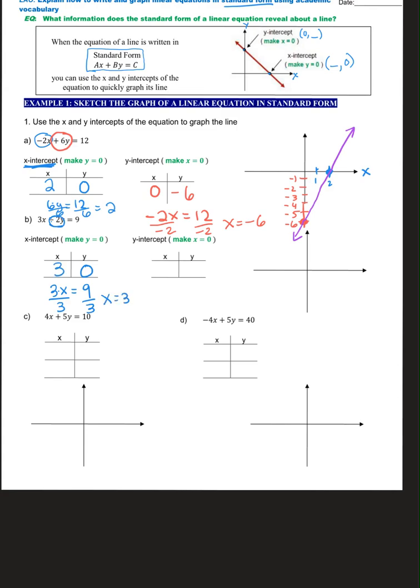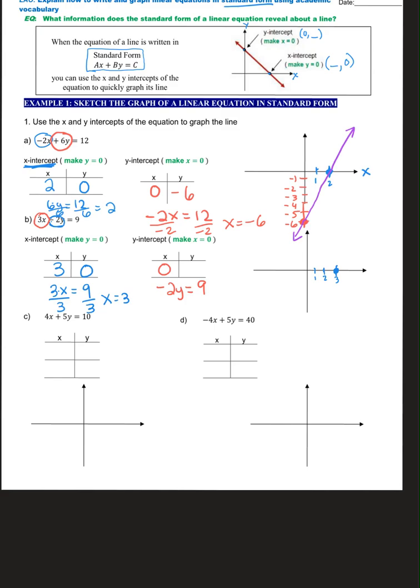Then let's come over to the x-axis and plot 3. So here's 1, here's 2, here's 3. Put a point at 3. Okay. Now we have to do our y-intercept. So our y-intercept is when x is 0. So now this 3x goes away, and I'm left with negative 2y equals 9.